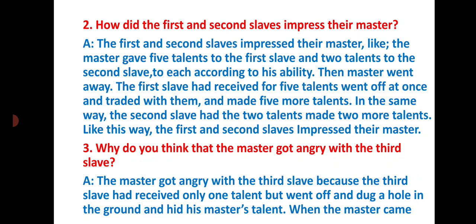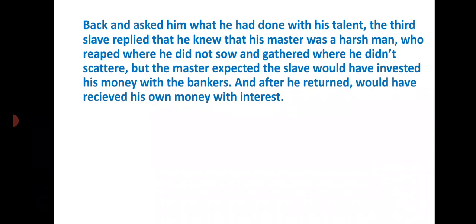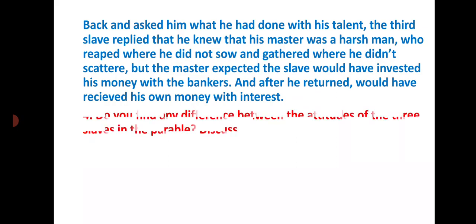When the master came back and asked him what he had done with his talent, the third slave replied that he knew that his master was a harsh man, who reaped where he did not sow and gathered where he did not scatter. But the master expected the slave would have invested his money with the bankers, and after he returned would have received his own money with interest.